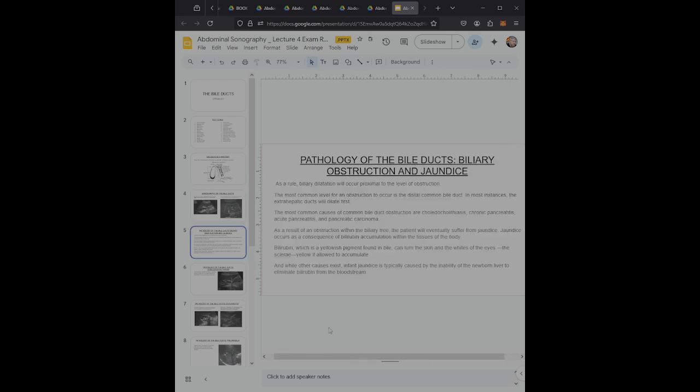So, the certain pathologies. First and foremost, biliary obstruction and jaundice. The origin of bile is within the liver, and we consider this the proximal portion of the biliary tree. Conversely, the common bile duct segment closest to the pancreatic head is considered the most distal segment of the biliary tree. So often, as a rule, biliary dilatation will occur proximal to the level of obstruction.